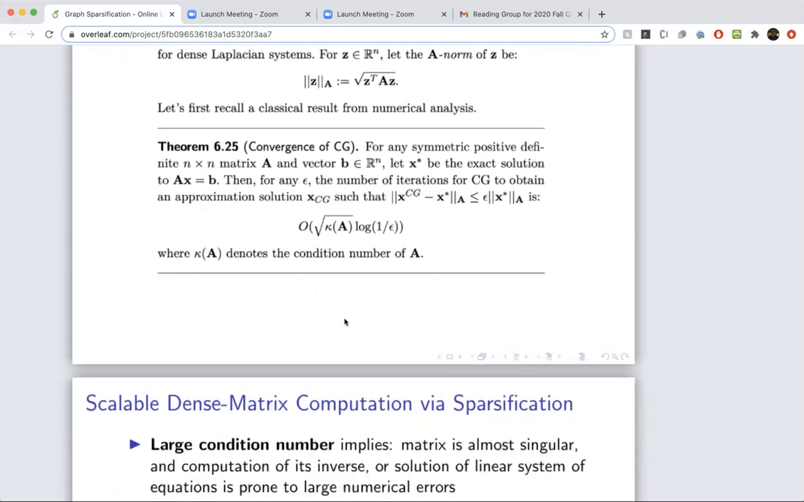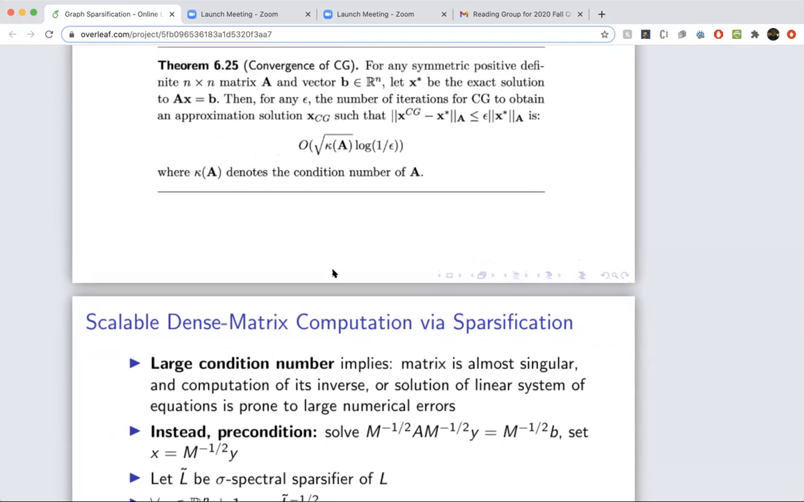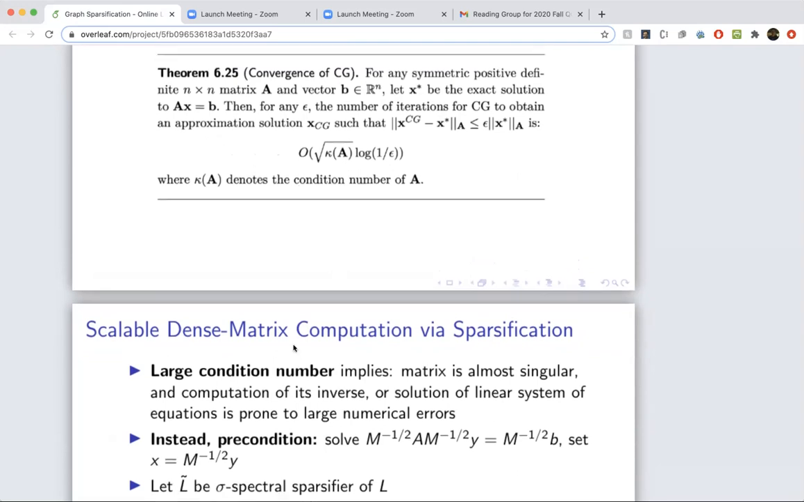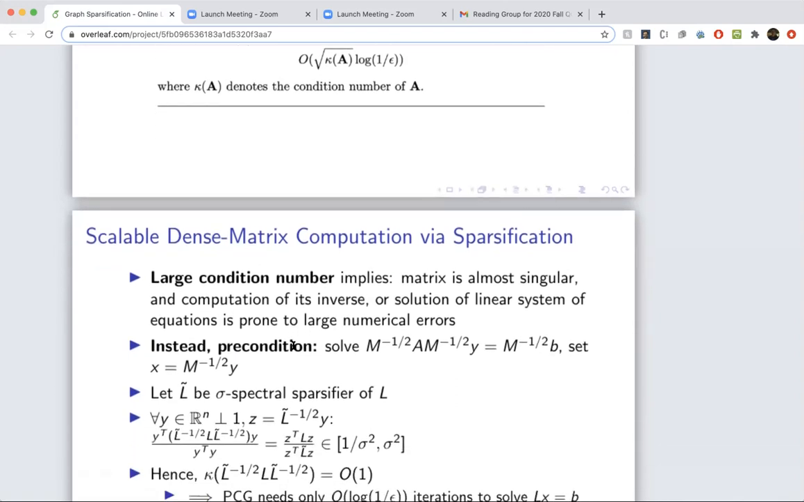What this condition number indicates is that if a matrix is almost singular, the computation of its inverse is going to be prone to large numerical errors, because it's highly sensitive, since it's very close to having its determinant equal to 0. So even in the solution of linear systems of equations involving these matrices with large condition numbers, we want to do what's called preconditioning. We want to introduce preconditioning into our conjugate gradient method. This is essentially the tactic we're going to use to reduce the runtime of our solution for these Laplacian linear systems.